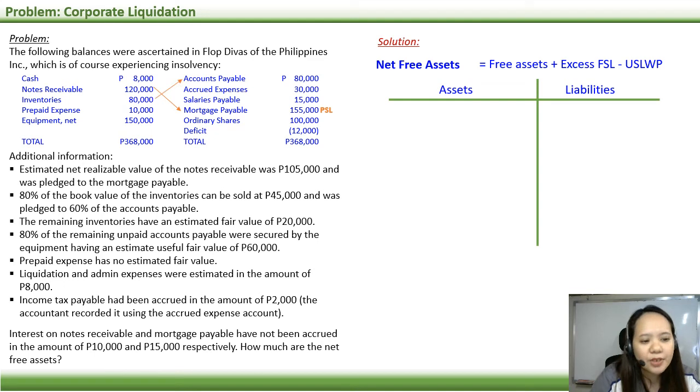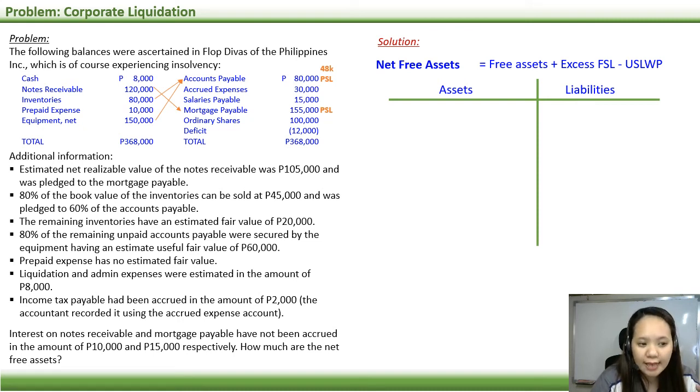Next, 80% of the book value of inventories can be sold at 45 market value. Liability, 60% of accounts payable, which is 80 times 0.6. That's 48. 48 versus 45, mas malaki pa rin yung liability mo. That's why you have 48,000 partially secured liability. Next, remaining inventories have an estimated fair value of 20,000. So no pledge naman, no collateral.